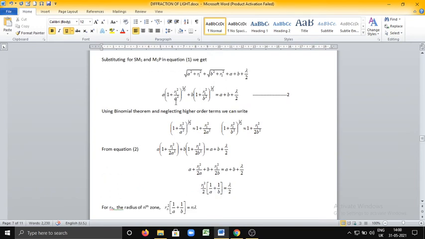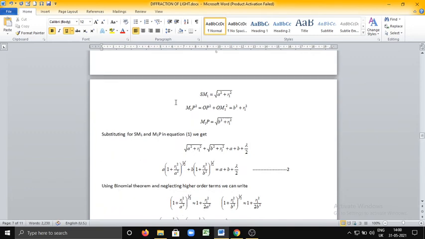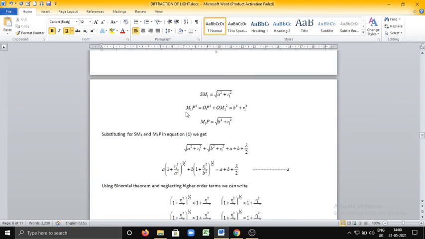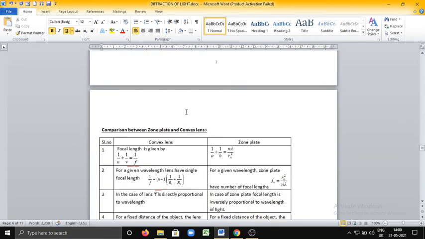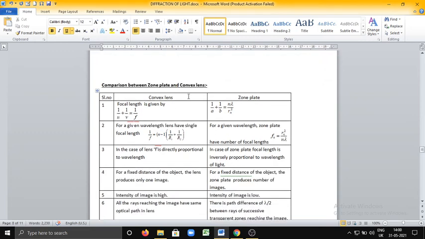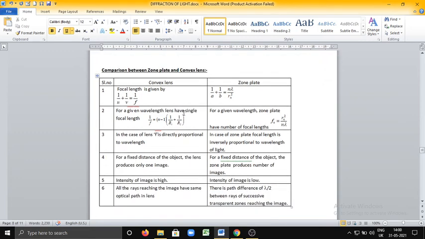Give the construction and working of a zone plate, or what is a zone plate. Explain the working of a zone plate. You have to explain this theory for the working of a zone plate. Now, another very simple and important topic: how we can compare a zone plate and a convex lens. Here, for a convex lens, focal length is given by 1 upon u plus 1 upon v is equal to 1 upon f. Whereas in case of a zone plate, the expression for focal length is 1 by a plus 1 by b is equal to n lambda by rn square.